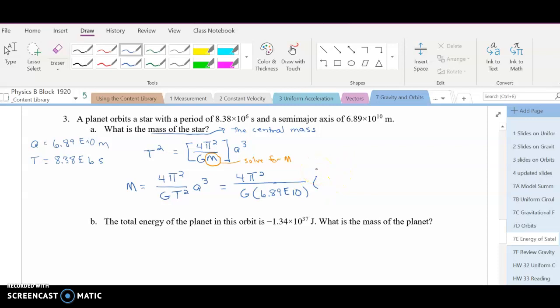Oh, I plugged A in for period. That's not going to work. I need this to be period squared. And then A, the semi-major axis, has to be cubed. Okay, so we'll plug this in to the calculator.